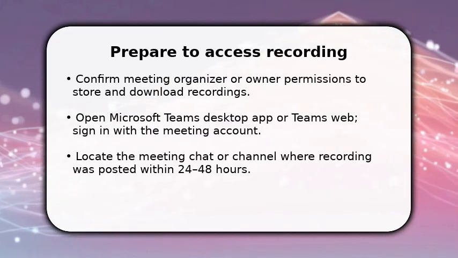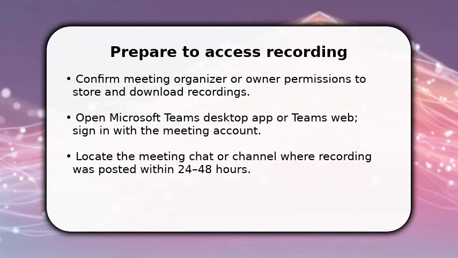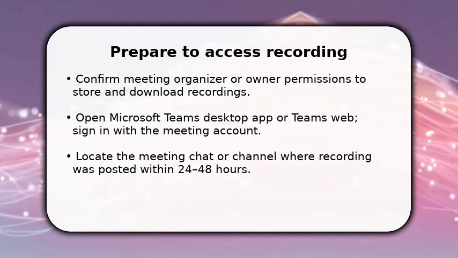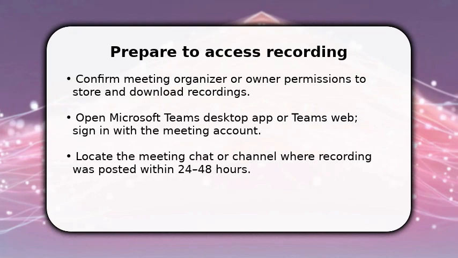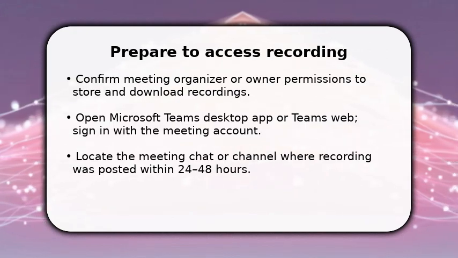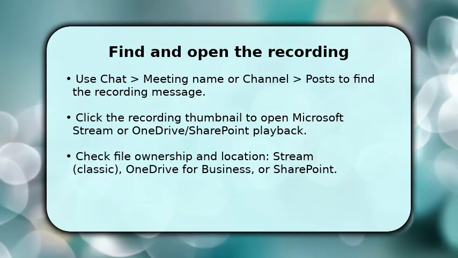Next, go straight to the meeting chat or the channel thread where the recording appears. It's typically posted automatically after processing. Make sure to check both chat and channel tabs because recordings sometimes appear in one but not the other. Once you locate the message, click the recording thumbnail to open playback.